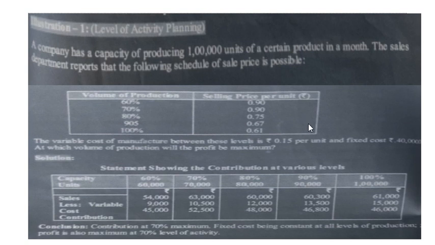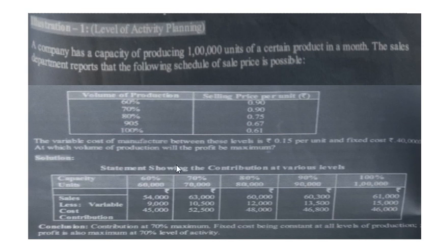Next, for 90%, it is 90,000 units into the selling price per unit, which is 0.67, which will give us 60,300. Then for 100%, the units is 1 lakh units into selling price 0.61, which will give us 61,000. So this is the sales to be made, and the selling price per unit is decided by the management based on the volume of production.